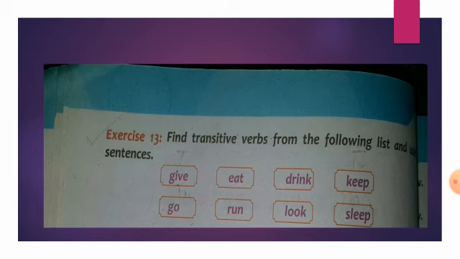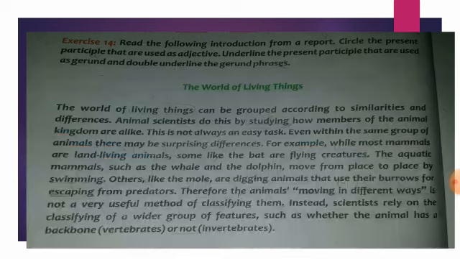Run. He runs on the footpath. I cannot say he runs something. No, I cannot add a direct object to it. So it is an intransitive verb. Look, she looked at me. Now I have added at me, so I cannot add a direct object to it, so it is an intransitive verb. She sleeps very well, or she sleeps on the bed. She sleeps on the sofa. The cat sleeps on the couch. So I cannot add a direct object to it, so it is an intransitive verb. I hope it is clear to you.